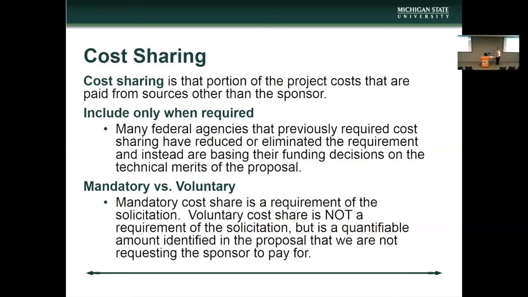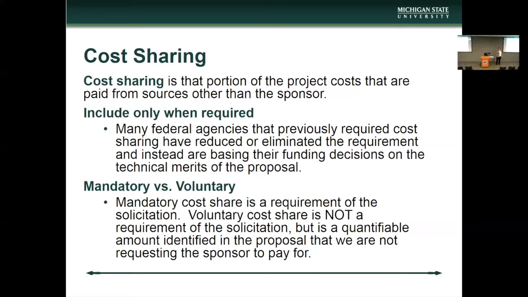So those are the two kinds. Mandatory, you have to have. And voluntary is not required, but you will see it in some types of proposals. Some it's totally not allowed, like NSF, and others you'll see it. But whatever kind of cost share you have has to be documented somehow, and you have to know who's going to cover it.